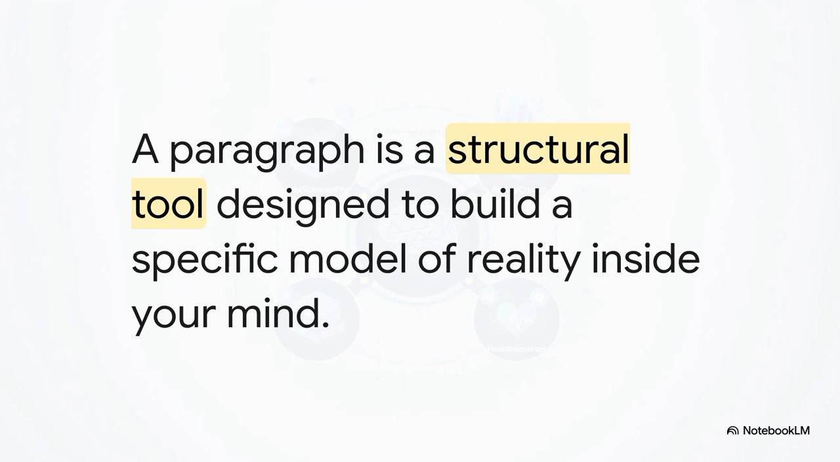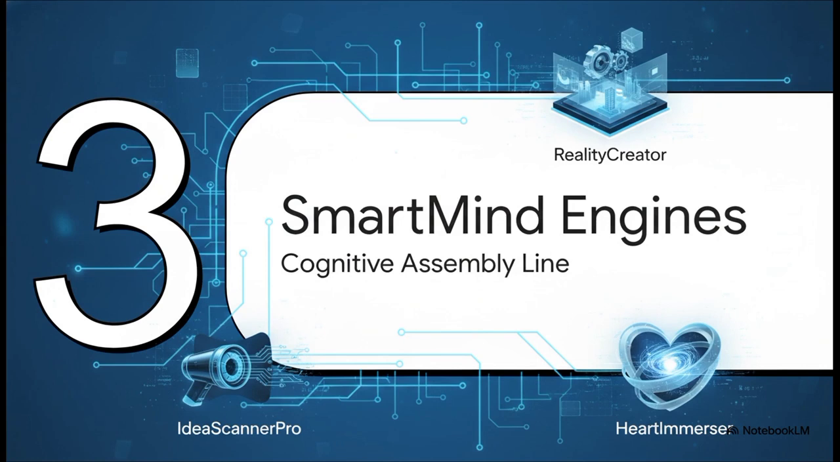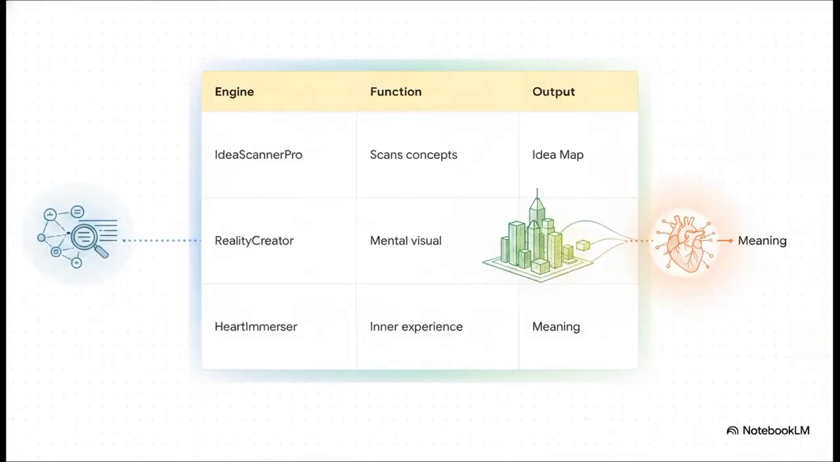Honestly, your comprehension is going to skyrocket when you realize you're constructing a building, not just scanning a bunch of text. Okay, Section 3, the SmartMind engines. This is your brain's internal cognitive assembly line. Let's map out this cognitive assembly line and explore the core software that makes all this transformation possible.